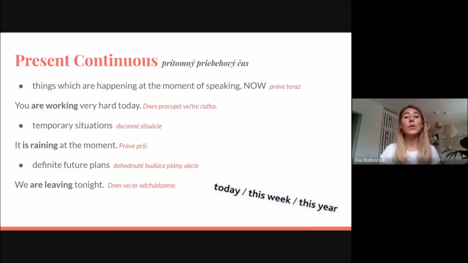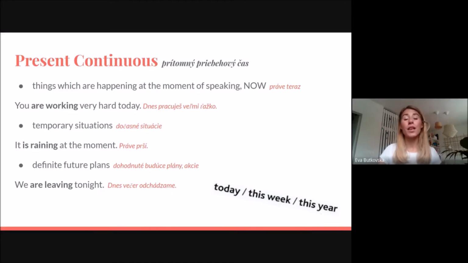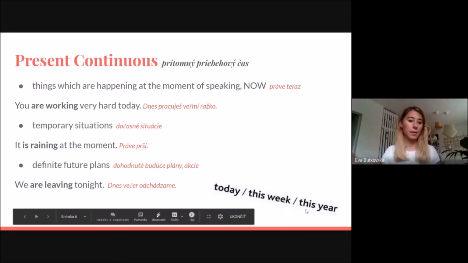The third case, when we use present continuous, it's a little bit tricky, so I want you to focus on that. We use present continuous to talk about definite future plans. If you think about it, it's difficult to predict the future. But if we have plans and they are definite future plans, we might use present continuous. So for example, the sentence, we are leaving tonight. It means you already have some kind of ticket or you have a plan. So you know you are leaving tonight.